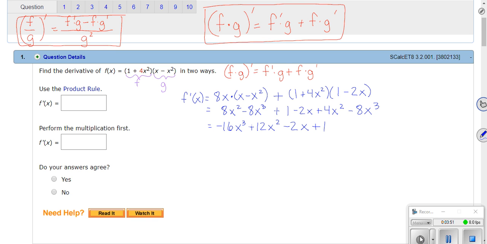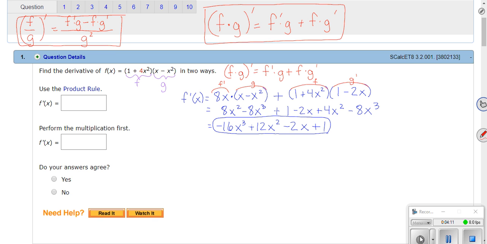So this would be my derivative using the product rule. Again, this right here was my f prime, this right here was my g, this right here was my f, and this right here was my g prime.